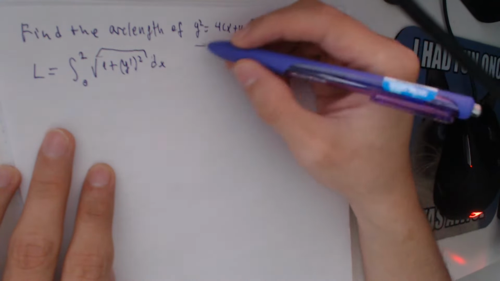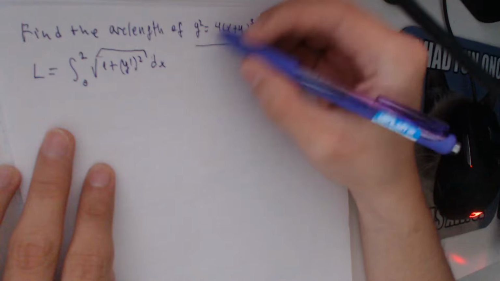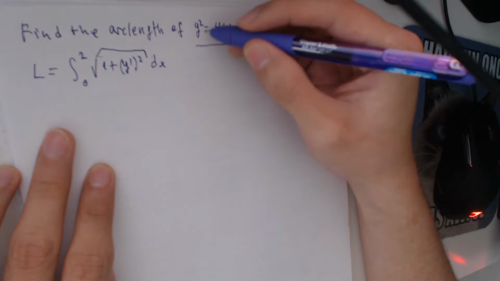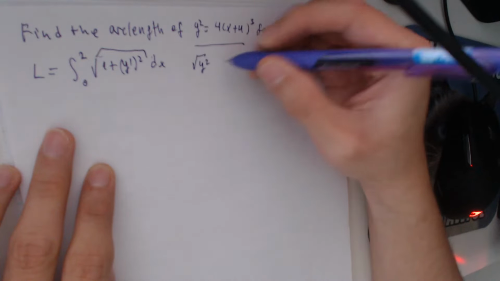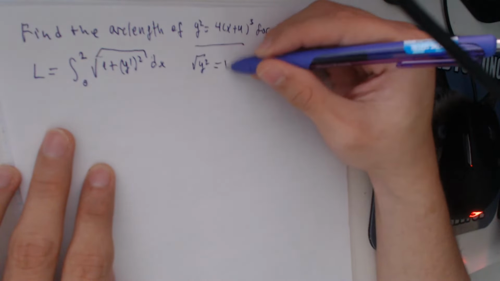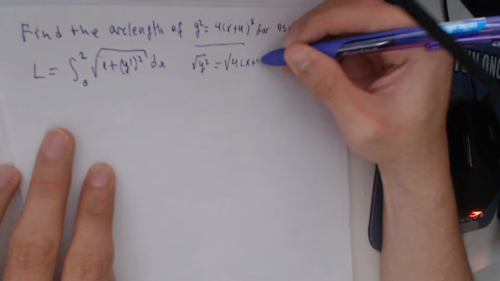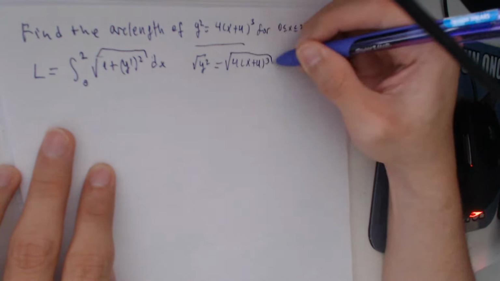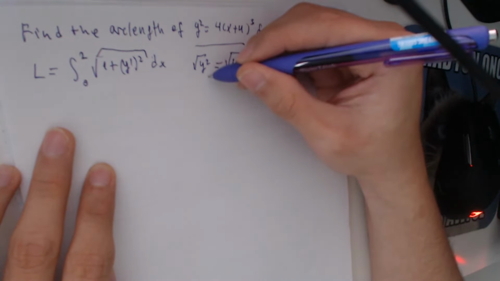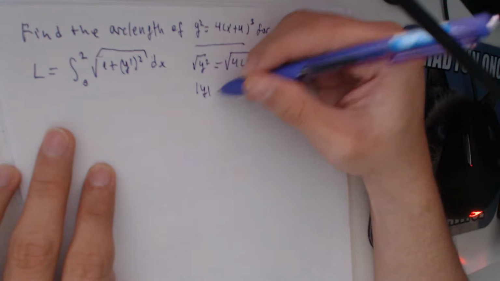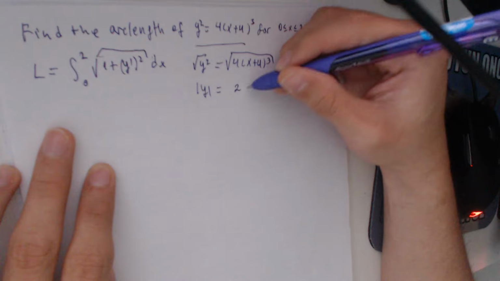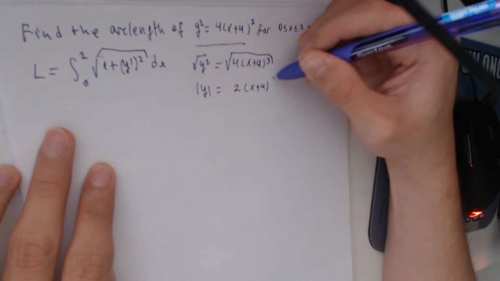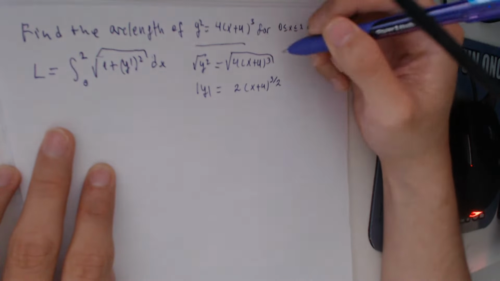So this guy, if we solve for y, we have to take the square root of both sides, and that's going to give us the square root of y squared equals the square root of 4 times x plus 4 quantity cubed, and so this yields the absolute value of y equals, so the square root of this guy is 2 times x plus 4 to the power of 3 halves.